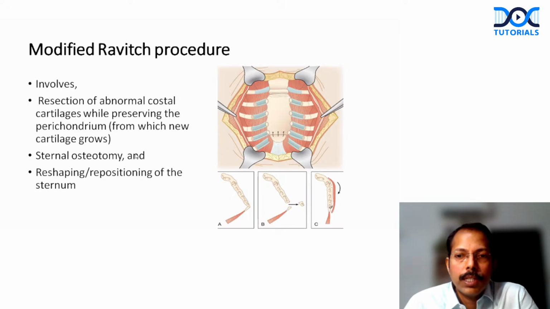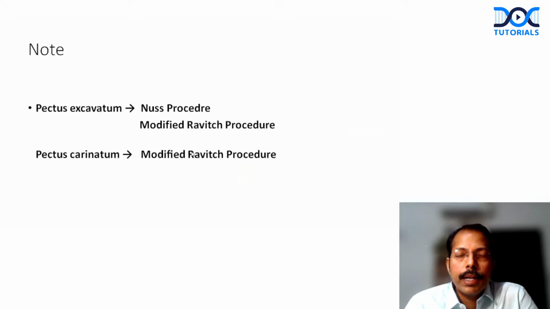Then we have to do a sternal osteotomy. Then we have to reshape and reposition the sternum. This is the modified Ravitch procedure. And again, the important note is for pectus excavatum, even though the most common procedure is the Nuss procedure, there is also a role for the modified Ravitch procedure. And for pectus carinatum, the only surgical procedure is the modified Ravitch procedure.